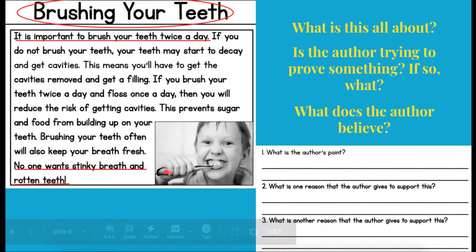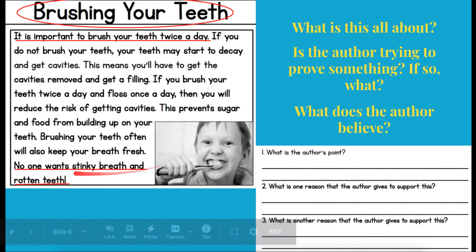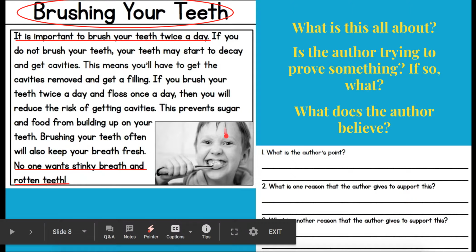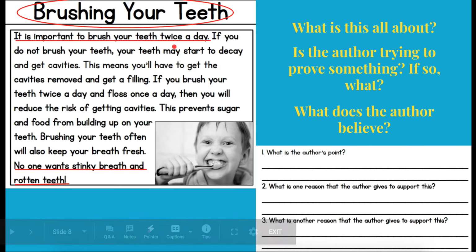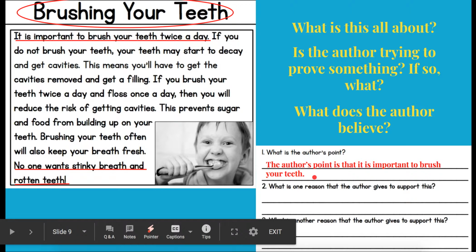So overall, when I'm looking at this question, what is the author's point? What is he trying to prove in this text? Based on what I found, what he believes and what he's trying to prove, his opinion or his point is that the author's point is that it is important to brush your teeth. So that's what he's trying to prove here. That's the point he's trying to make, that it's important to brush your teeth.